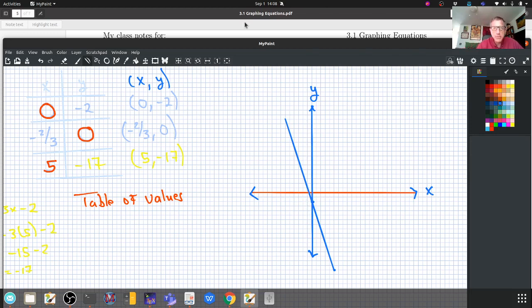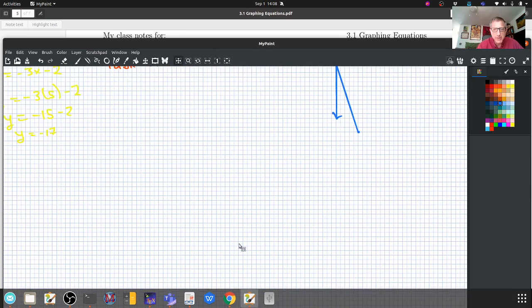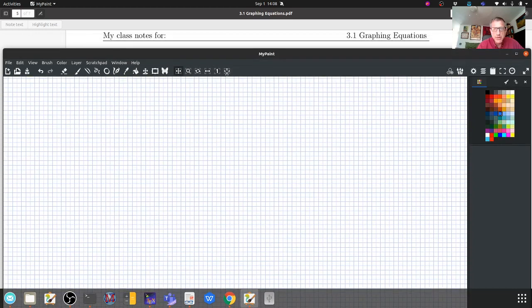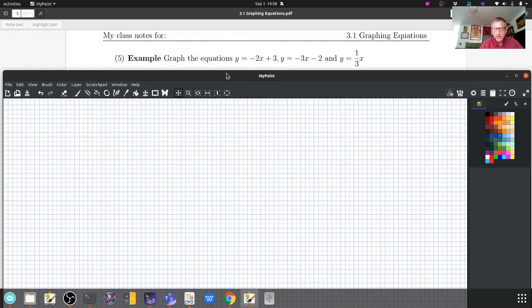And the last one we're going to do, let's just go ahead and keep this background. I just have to choose darker colors, but not completely dark, because when I go back to my other background, we may want to see them for some odd reason. So we have y is equal to 1/3 x. So again, we make our table.